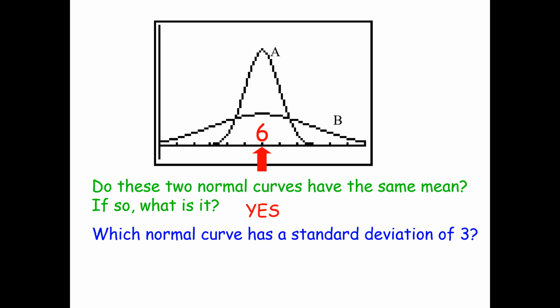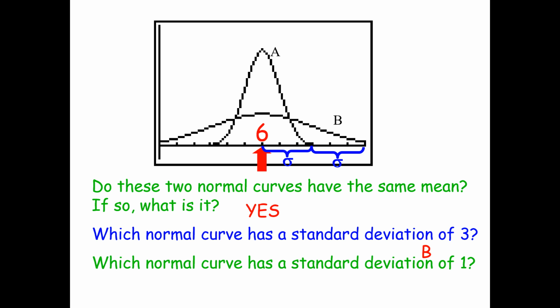So which of these two curves has a standard deviation of 3? We can see that that's going to be curve B. So we go 3 out and 3 out, so it's been stretched or pulled. And which normal curve has a standard deviation of 1? That's going to be our curve A, because we're getting our 3 deviations in tight pieces, and notice how it's taller and skinnier.